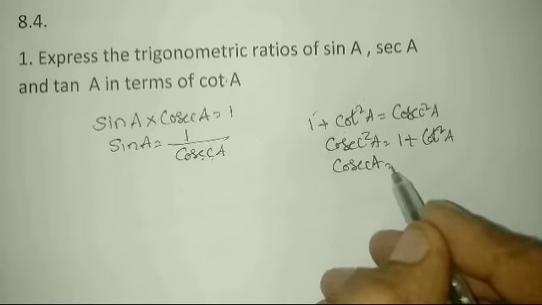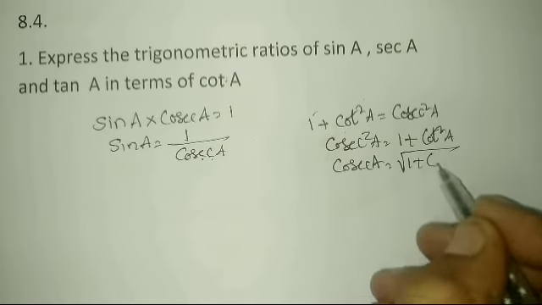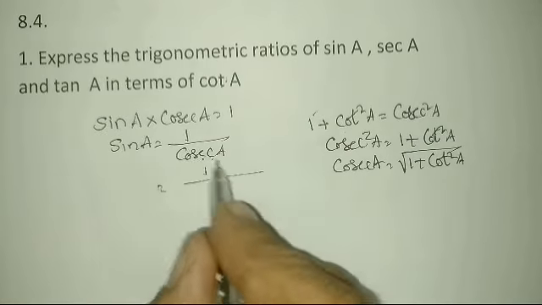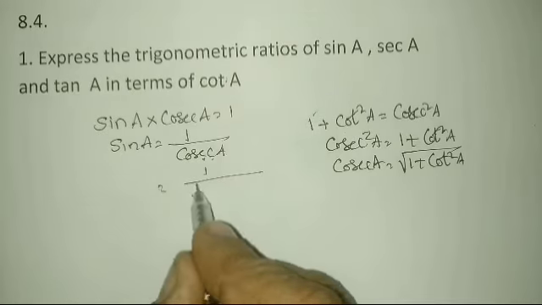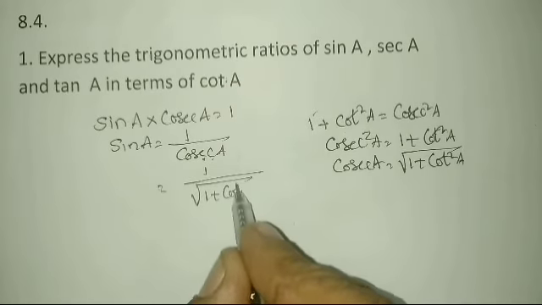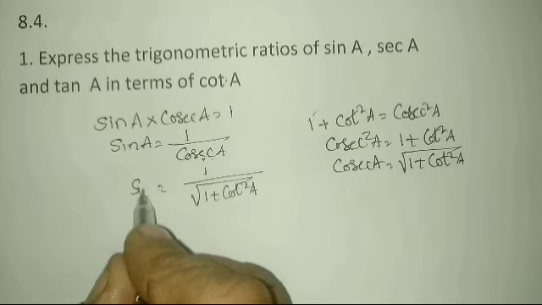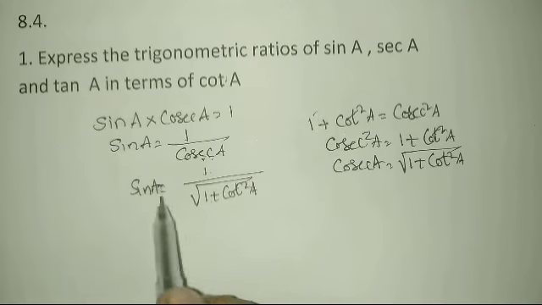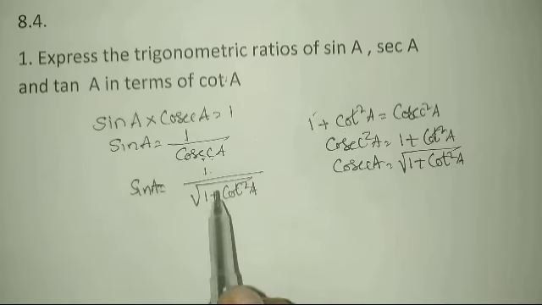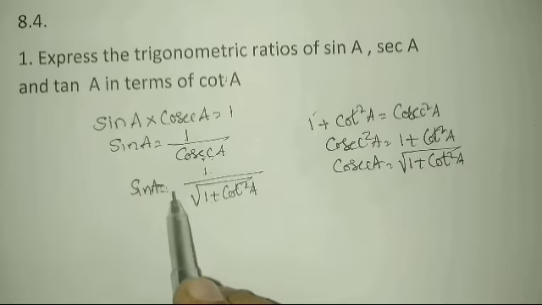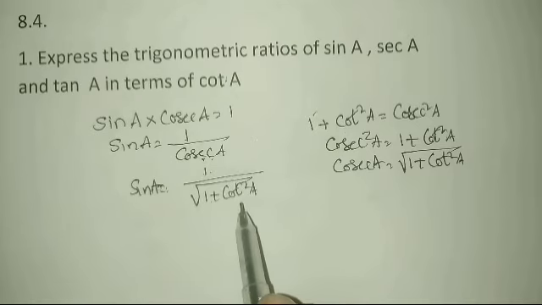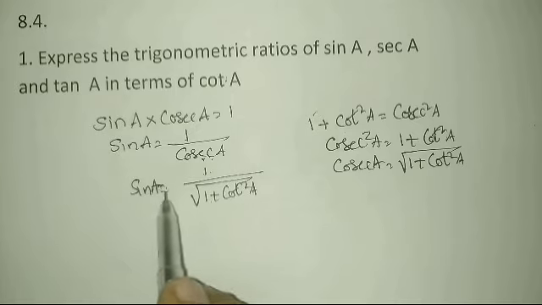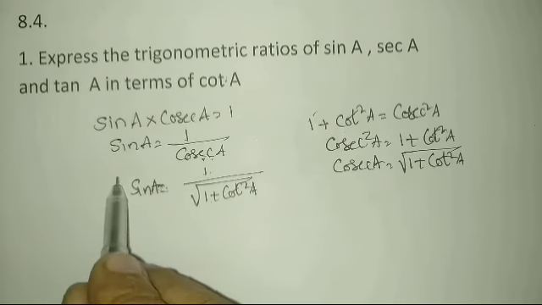Cosecant A equal to what? Root of 1 plus cot square A. So instead of cosecant A you can write root of 1 plus cot square A. So sin A equal to 1 by root of 1 plus cot square A. That means we have expressed sin A in terms of cot A as sin A equal to 1 by root of 1 plus cot square A. If you know the value of cot A, you can find sin A by using this formula, sin A equal to 1 by root of 1 plus cot square A.